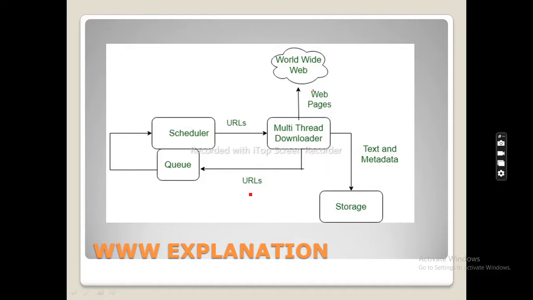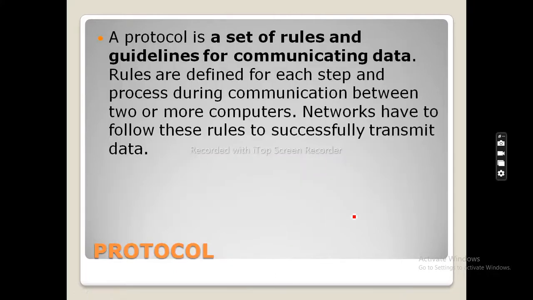And this is the URL, and this is the text and the metadata. What is metadata? Metadata is information about data, and this is a storage device. What is a protocol? It is a set of rules. As I said, it is a set of rules and guidelines for communication of data. There are several sets of rules, and there are several protocols. Rules are identified by each step and process during communication between two or more computers.